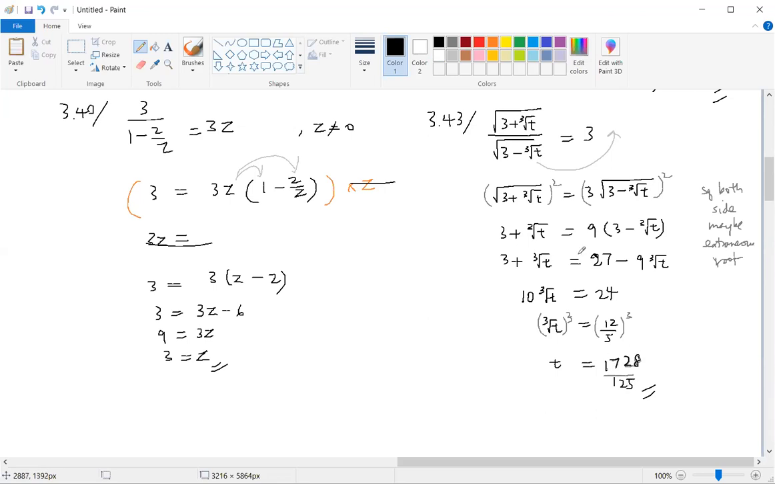Okay, so this one we got one root and you sub it back to check. It worked. No extraneous root. That's fine. No problem. So this is our root.